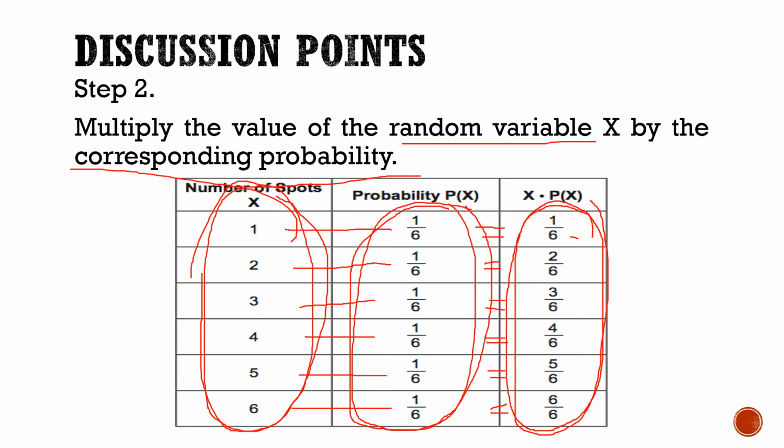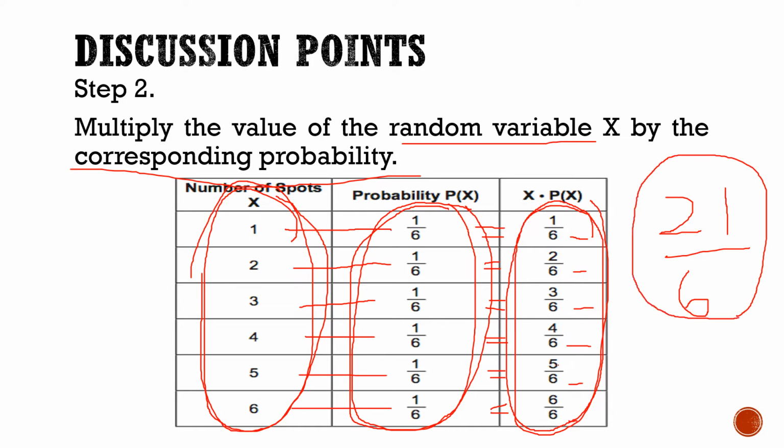If you assess these 6 fractions, they are similar fractions having the same denominator. So we simply copy the denominator and add all the numerators. That will be 1 plus 2, 3, plus 3, that will be 6, plus 4, 10, plus 5, 15, plus 6. So that will be equal to 21. So your 21/6 is the value of your mean.